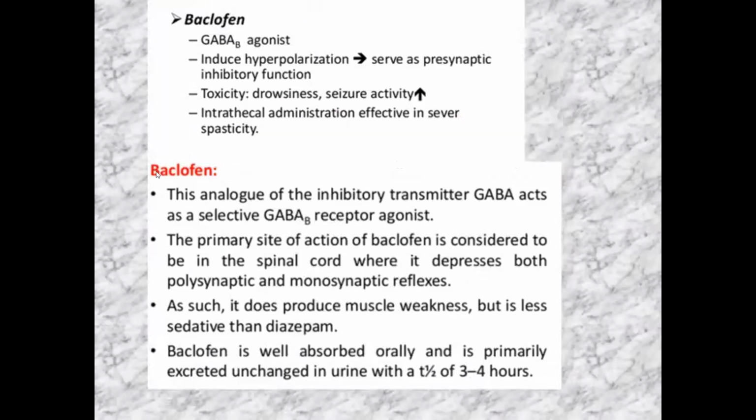Next you have to know baclofen. Baclofen is a GABA mimetic drug. It is an analog of the inhibitory transmitter GABA and acts as a selective GABA B receptor agonist. Diazepam is a GABA A receptor agonist, and baclofen is a GABA B receptor agonist. This point is important. Baclofen produces muscle weakness, but is less sedative than diazepam. That means you can say baclofen is safer than diazepam.